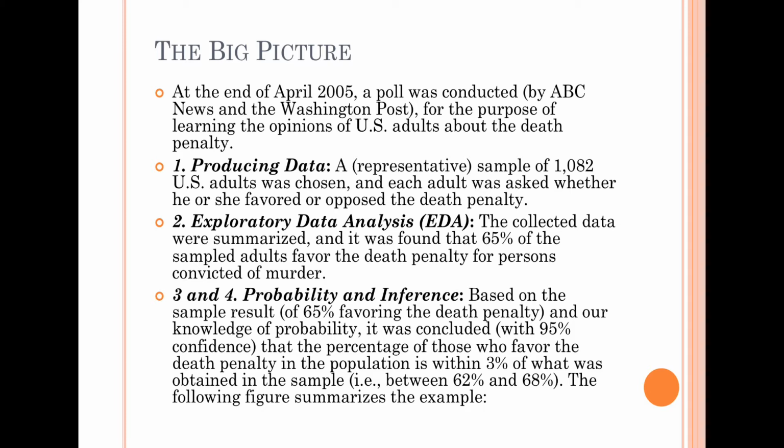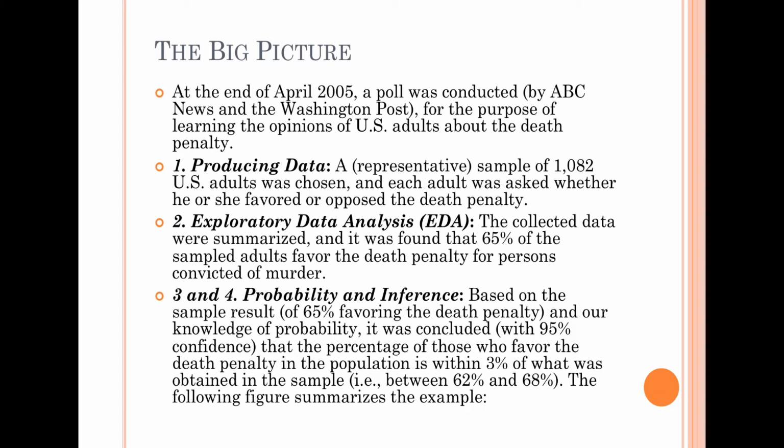So the first thing that we have to do is to figure out a way to come up with information, right? To come up with data. We have to produce data. And so we go out and we create a representative sample of 1,082 U.S. adults. Each adult was asked whether he or she favored or opposed the death penalty. So that whole part there, producing data, is where we're going to start.